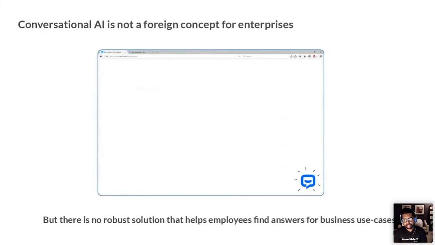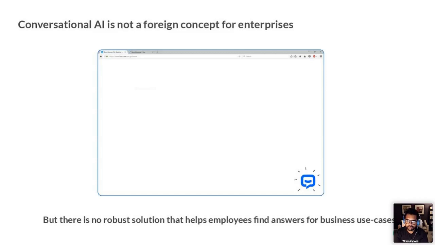Now, before we go into the details of conversational AI, I just wanted to preface this, that conversational AI is not a foreign concept for enterprises. We have been using this for a while, and you probably recognize it from those chatbots that live in the bottom right-hand corner of a website that you might visit. That's the idea of a conversational AI that enterprises are used to. When you go to a website, you could talk to a chatbot, and that replaces some of the customer service effort that an organization might have.